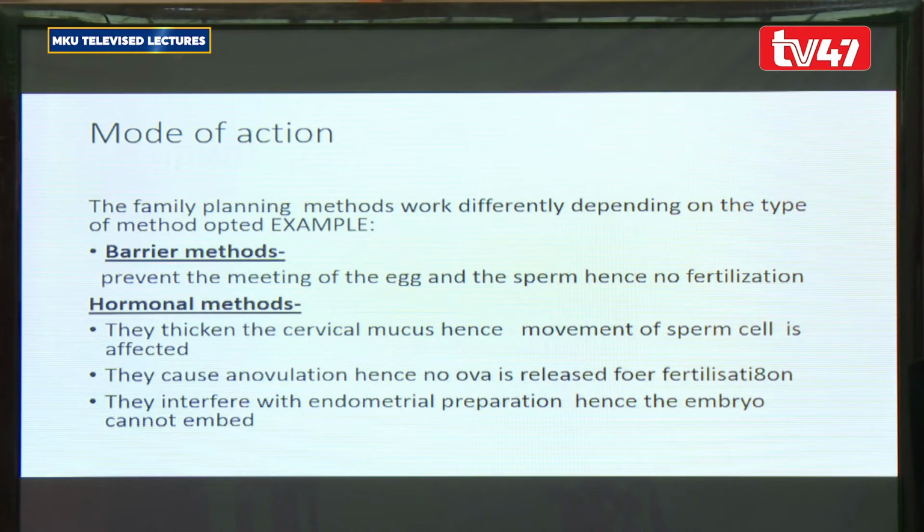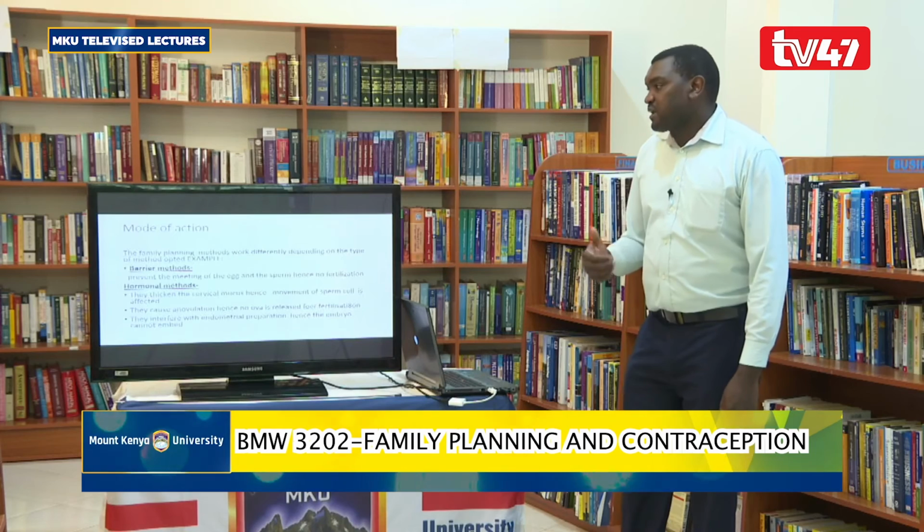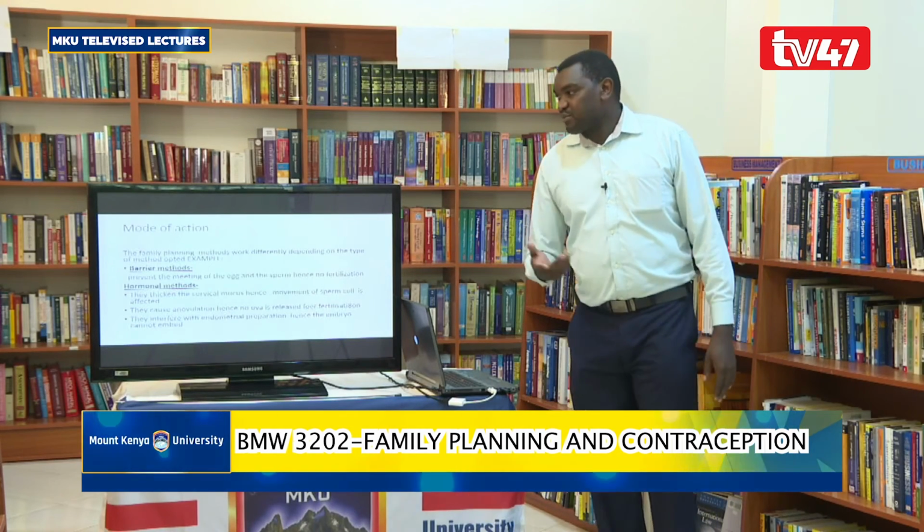Mode of action. This is how a family planning method acts on the client's body for it to be effective. Some of them act directly; they are barriers. Others have to be ingested, injected or implanted into the client, and then they interfere with the hormones, and the interference with the hormones will bring about the changes. So the family planning methods work differently depending on the type of method opted for.